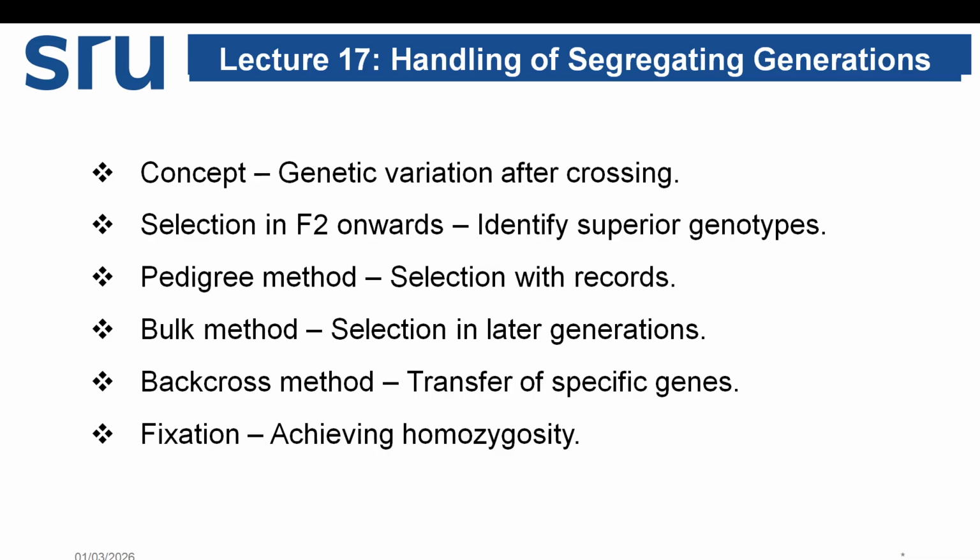In lecture number 17 we will see how to handle the segregating generation. What is meant by segregating generation? The generation in which we can see the maximum segregation. As we all know, F2 is the most segregating generation in the plant life cycle. From F2 onwards, these are the segregating generations. For handling segregating generations, there are three breeding methods: pedigree method, bulk method, and backcross method. All these three we will see in detail.